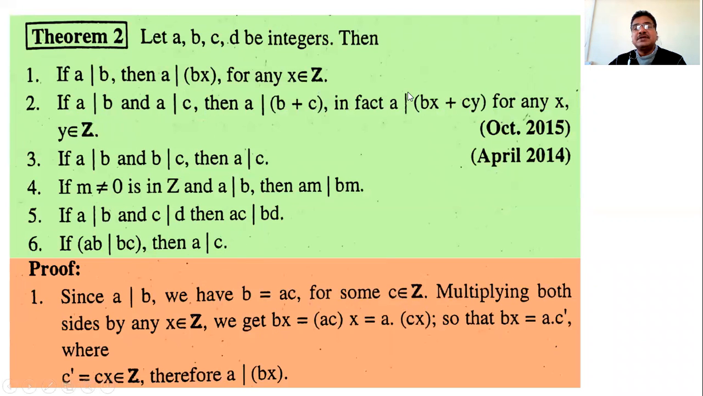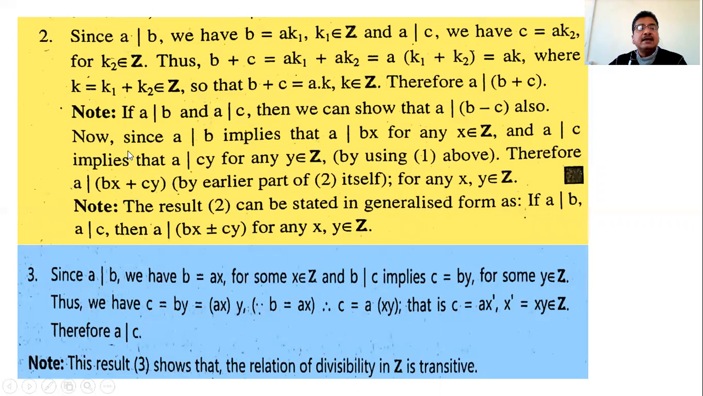Now we have to show this second statement: if A divides B and A divides C, then A divides Bx plus Cy, where x and y are integers. So again, write the meaning: A divides B means B is expressed in the form A K1, and A divides C means C is expressed in the form A into K2, for some K1, K2 belonging to Z. And then consider, instead of B plus C, consider Bx plus Cy.